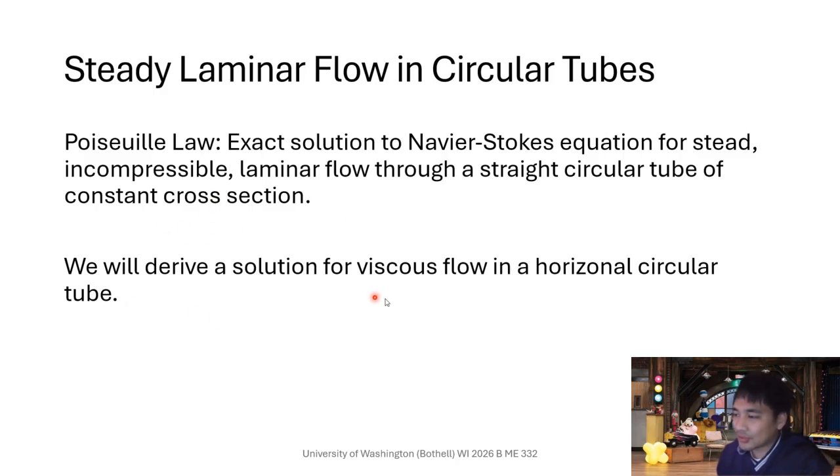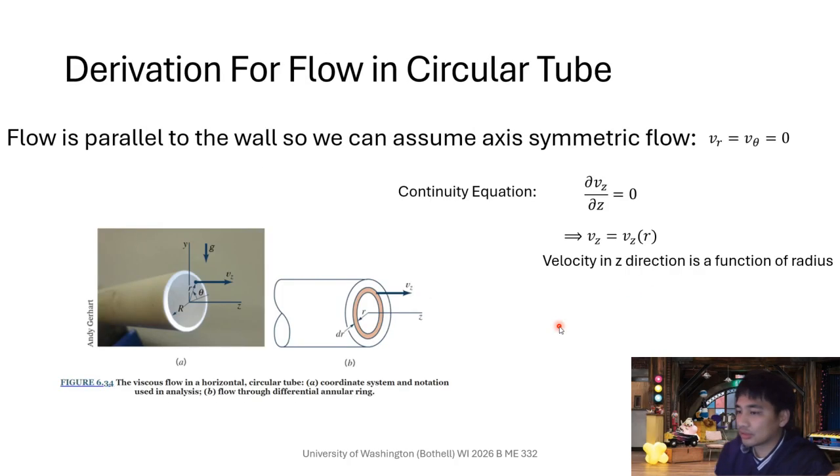So now we will derive a solution for viscous flow in a horizontal circular tube. Here's the derivation. We're going to go through this in more detail using the Navier-Stokes equation. This is kind of a little mini example of how we apply something to the Navier-Stokes equation, so you can think of it as two examples here.